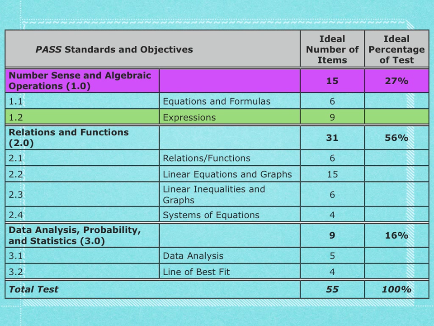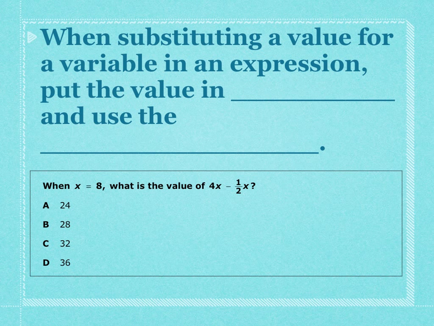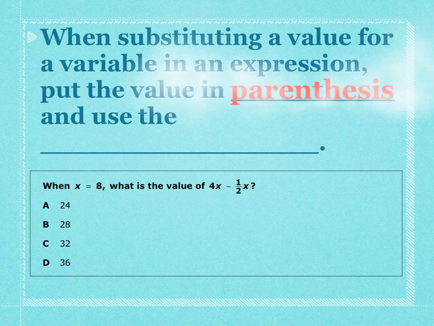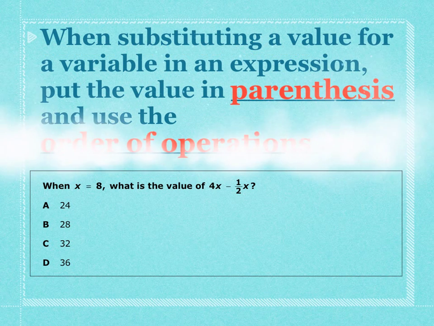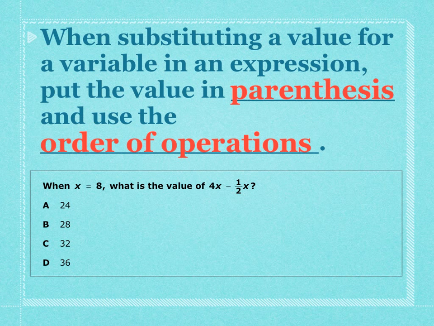Of the 15 questions for number sense and algebraic operations, they say 9 of them could be over expressions. When substituting a value for a variable in an expression, put the value in parentheses and then use the order of operations. Make sure you plug the value in parentheses so that you do not get confused on whether you're multiplying numbers or if it's like 48 and it should be 4 times 8, you'll get the wrong answer. Just be careful when you're plugging in these values.